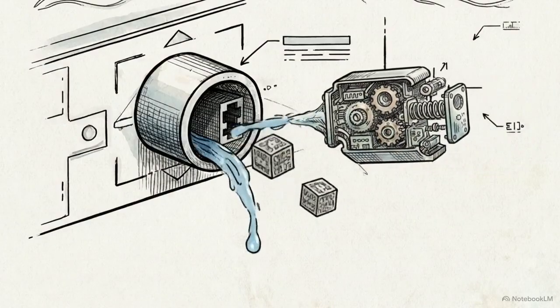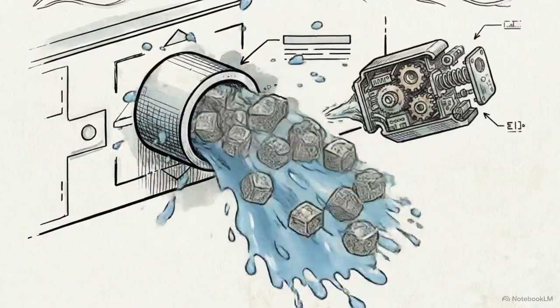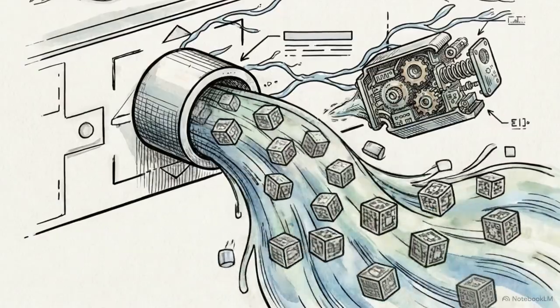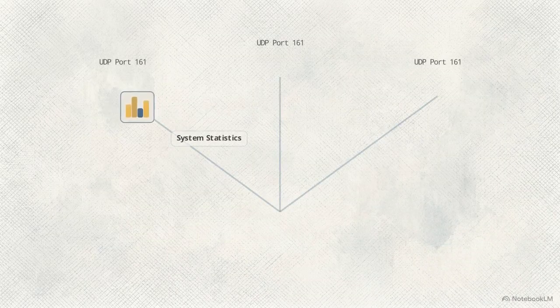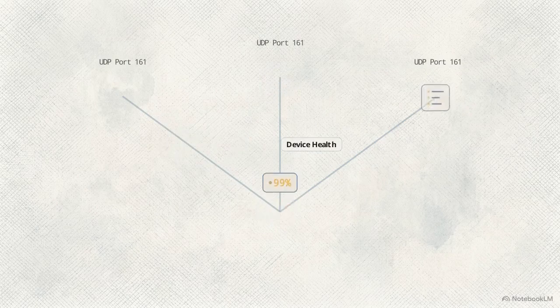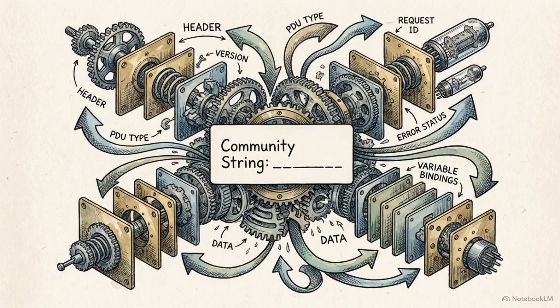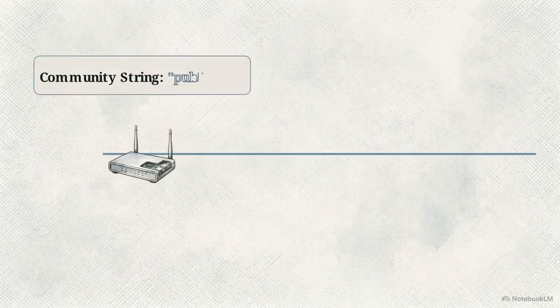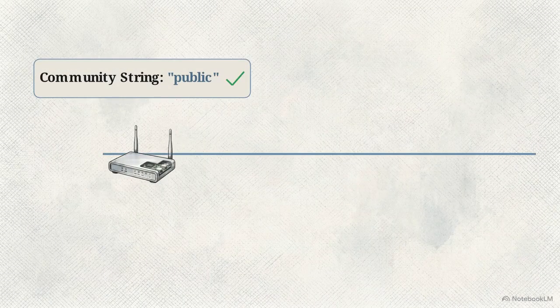Here, the target is often the Simple Network Management Protocol, which natively operates when a request strikes UDP port 161. SNMP was engineered to let network administrators monitor system statistics, device health, and hardware configurations remotely from a central console. To authenticate these requests, SNMP uses community strings acting as passwords. However, many devices are deployed with their default community strings intact, typically set to the word public. This configuration turns a diagnostic protocol into an open data leak.